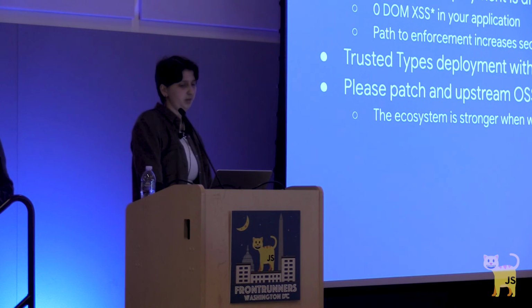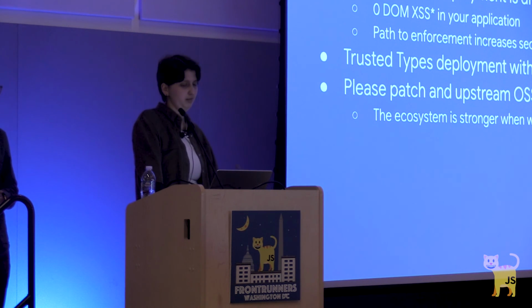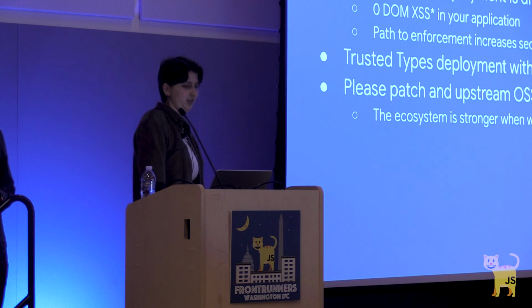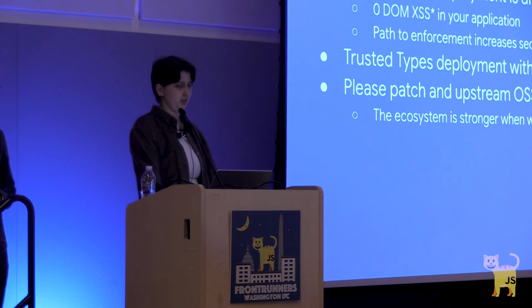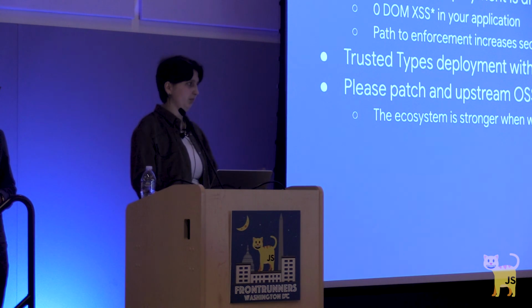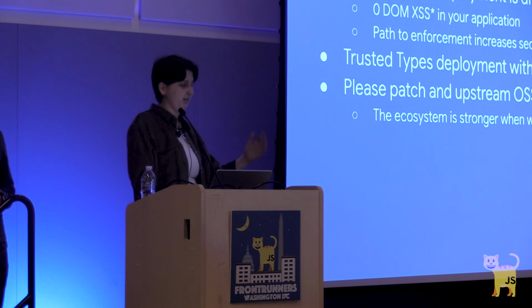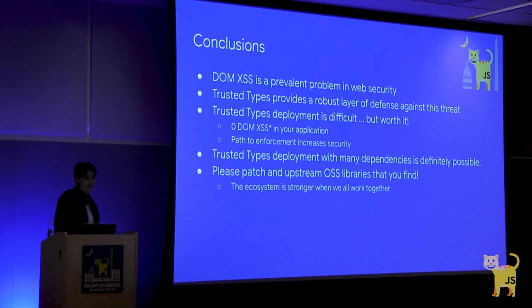And the path to enforcement with a comprehensive refactoring approach promotes safer code patterns across our code base, making everyone happier. We've also touched on a pain point when deploying trusted types, which was third-party dependencies. We can deal with them with a default policy, but we've seen the advantages and disadvantages to that. And lastly, we want to end this with a call to action by saying that please patch and upstream open source libraries that you find during your rollouts. This makes the whole JavaScript ecosystem safer, and the ecosystem will be stronger when we all work together.